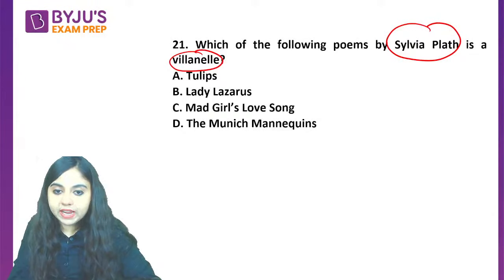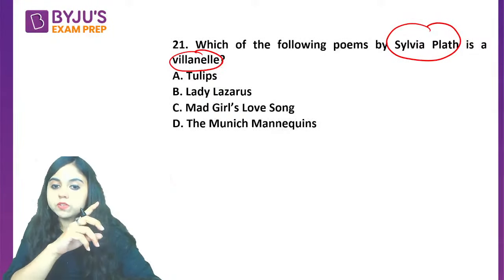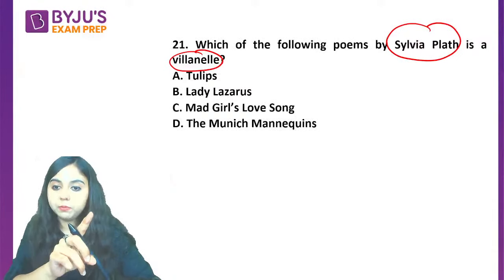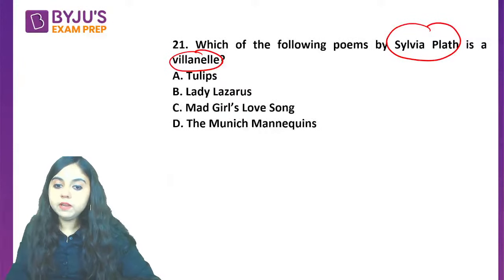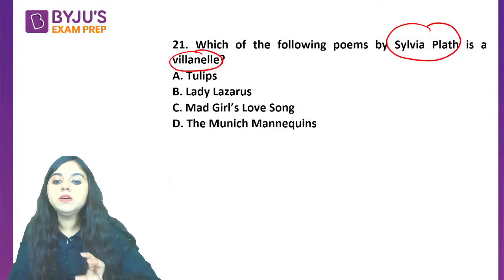It's perfectly all right to give wrong answers altogether. So in Jonathan Swift's book, the first part is Lilliput, Brobdingnag is the second part, and the third part is the flying island of Laputa, a satire on the Royal Society. And here also, Mad Girl's Love Song.